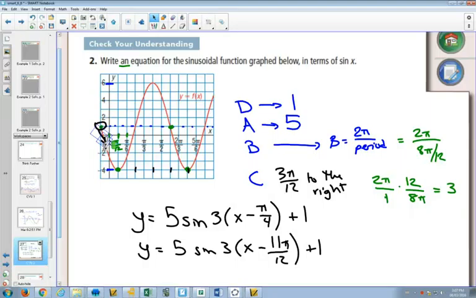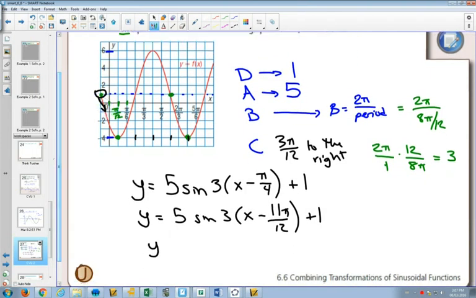Well, what has to happen for it to go down to begin with? It has to have flipped. So now my equation still has an amplitude of 5, but I have a negative in front to show that it's going down to begin with. B value is still 3, but now it's been shifted pi over 12 to the left. So I could show that by going plus pi over 12. And I still have plus 1 at the end.